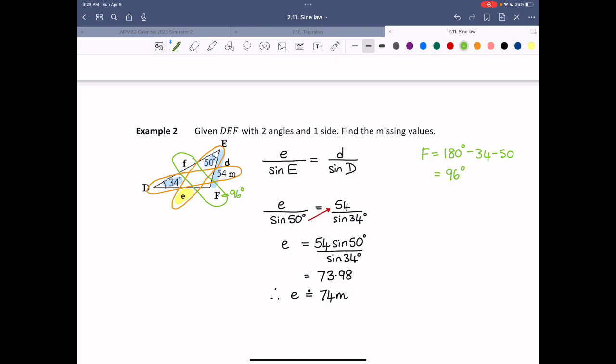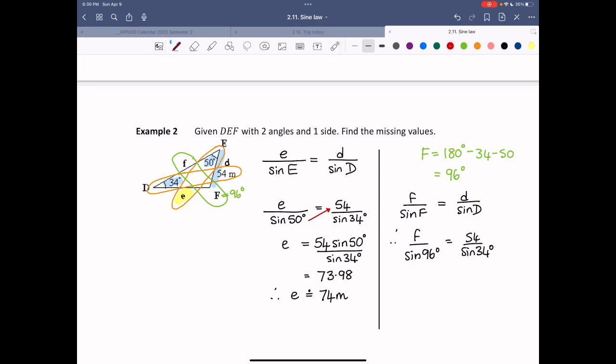And I can set up my sine law part 2. My missing value is F, little f for the side length, divided by sine F, will equal, and let's go with the same one that we had before, D over sine D. Those were the values given to us. It's better to use that than the ones we just calculated, just in case you made an error. So little f divided by sine of our new angle F, which was 96 degrees, is equal to 54 over sine 34.